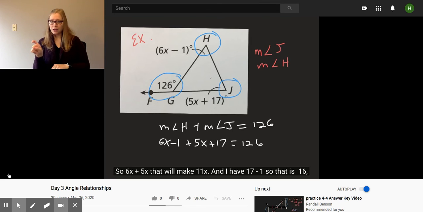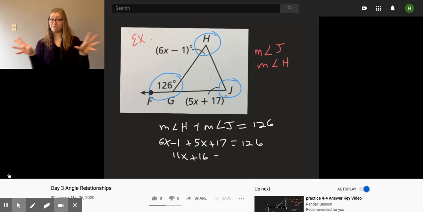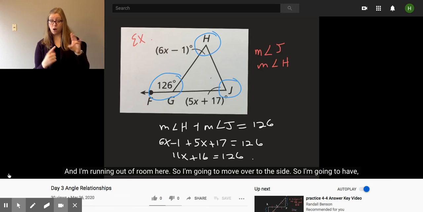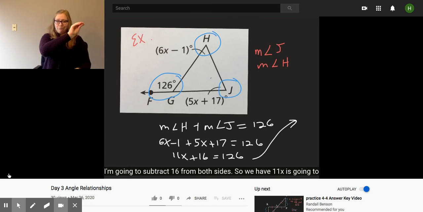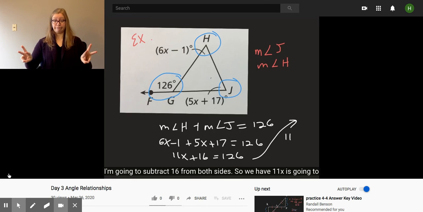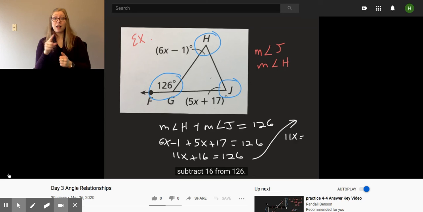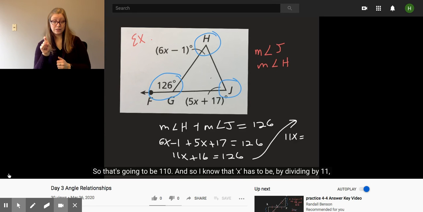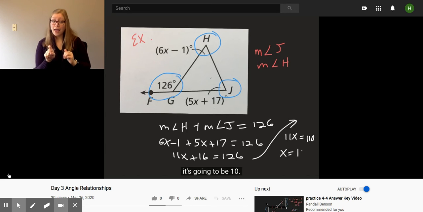So 6x and 5x, that would make 11x. And I have 17 minus 1, so that's 16 is 126. I'm running out of room here, so I'm going to move over to the side. I'm going to subtract 16 from both sides. So we have 11x is going to be 126 minus 16, so that's 110. And so I know that x has to be, by dividing by 11, 10.